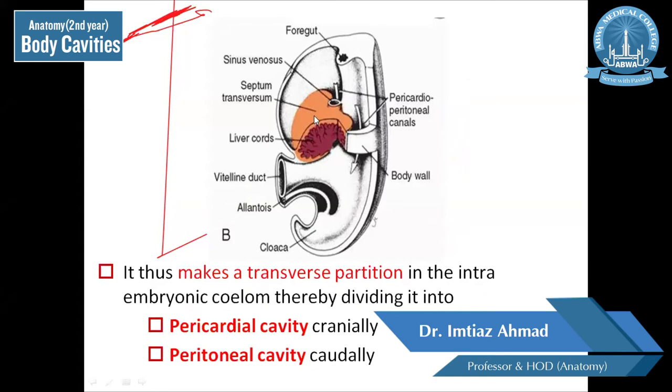So when the septum transversum is wedged between the cardiogenic area and the neck of the yolk sac, it divides this cavity into two portions. A caudal portion, that is the cavity of the abdomen, known as the peritoneal cavity, and this cavity cranially as a whole, which would form the pleural cavity as well as the pericardial cavity, initially known as the pericardial cavity. So two cavities are formed in the intraembryonic coelom, one cranially the pericardial cavity and one caudally the peritoneal cavity.